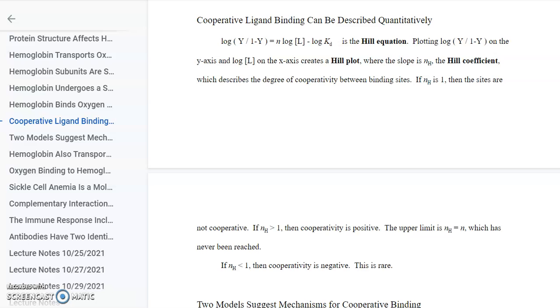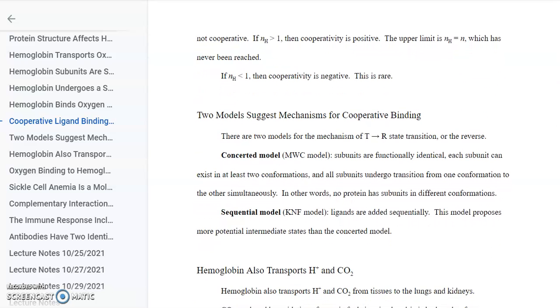If n sub h is 1, then the sites are not cooperative. If n sub h is greater than 1, then cooperativity is positive. The upper limit is nh equals n, which has never been reached. If nh is less than 1, then cooperativity is negative. This is rare.